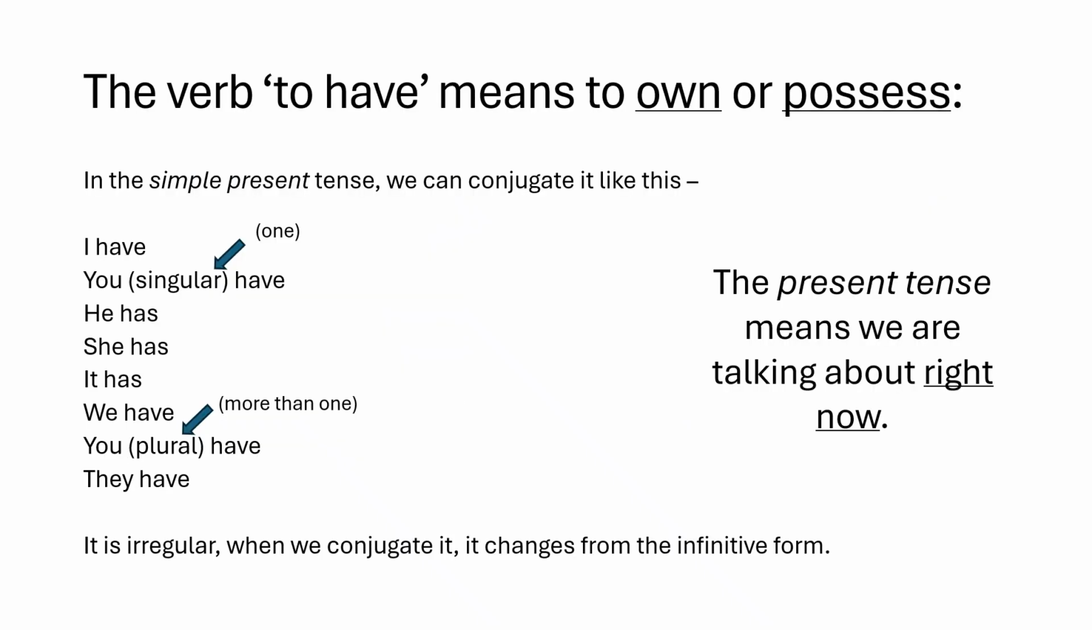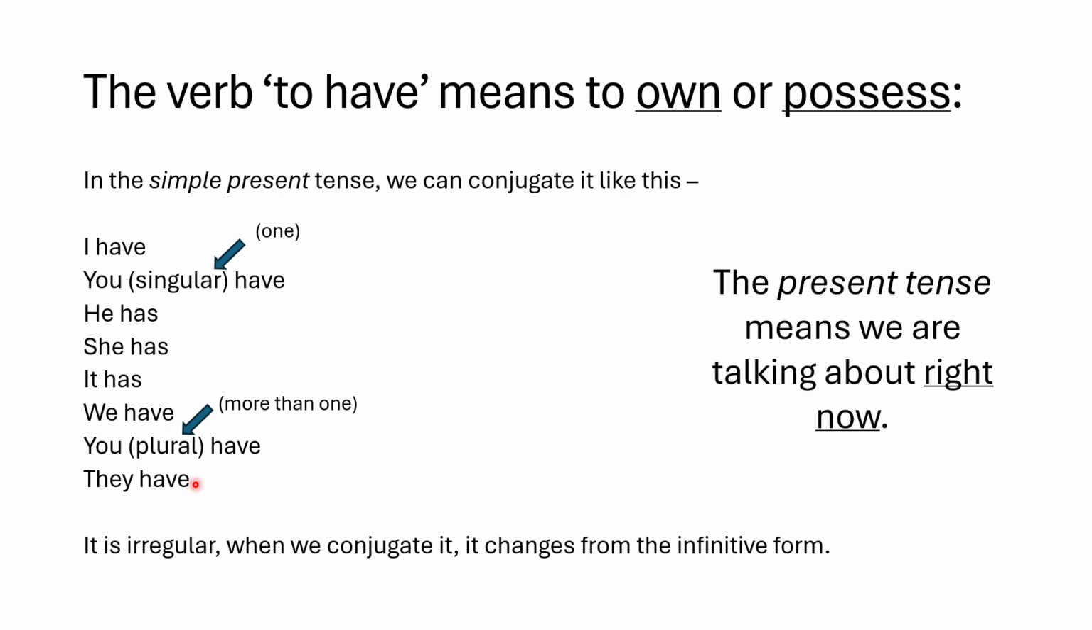As an action verb, or acting as a main verb, the verb to have tells us what someone or something owns or possesses. In the simple present tense, we can conjugate the verb to have like this. Follow as I read. I have. You have. This is singular, one person. He has. She has. It has. We have. You have. This is plural, more than one person.